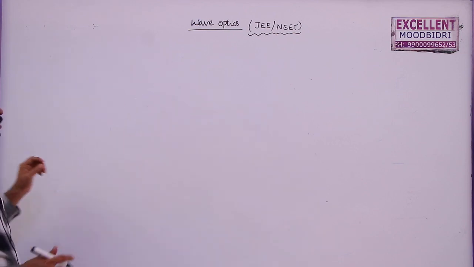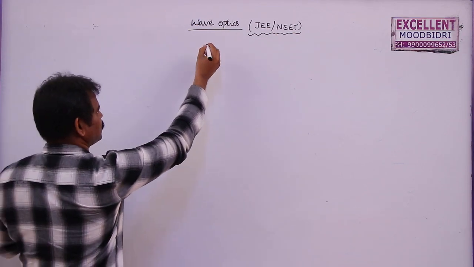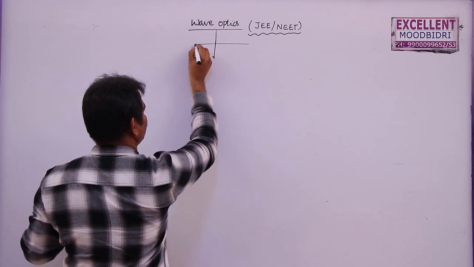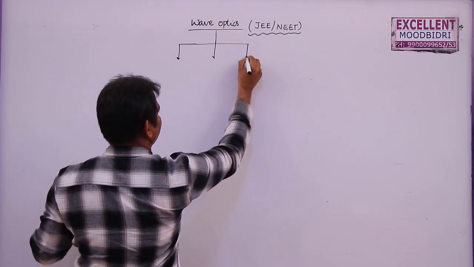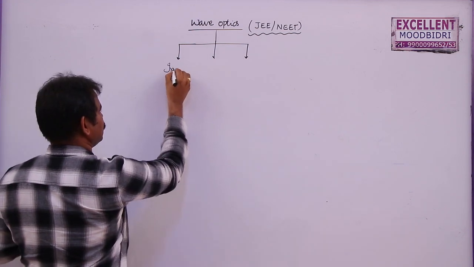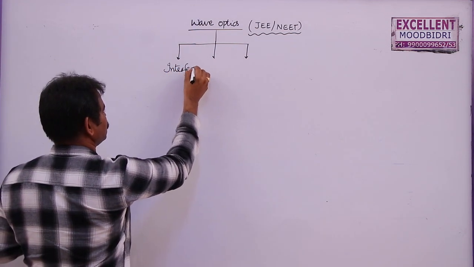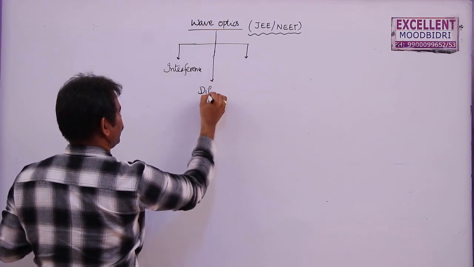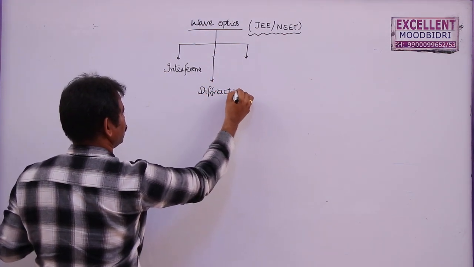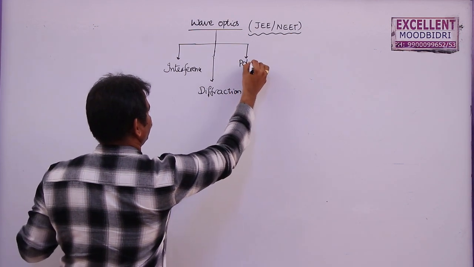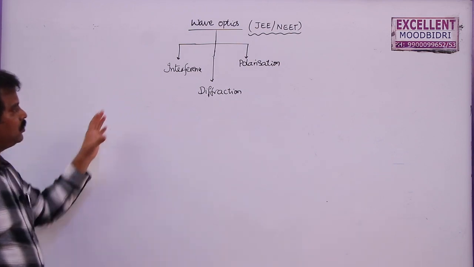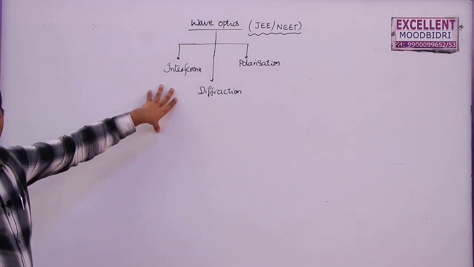Wave optics. Before learning about wave optics, in this topic we are going to learn about three different properties of light, that is interference, diffraction, polarization.